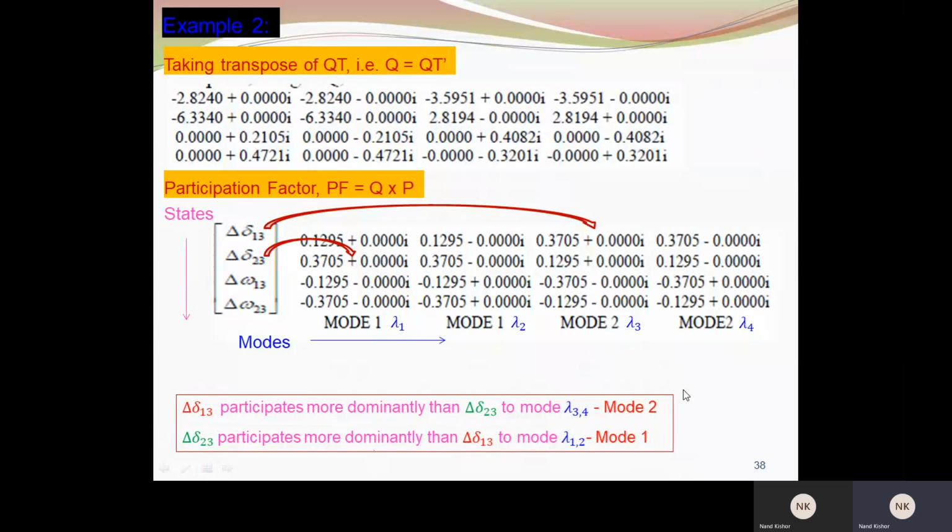So with this, I would stop here, and I will take up some more examples for discussion on small signal stability analysis. Thank you.